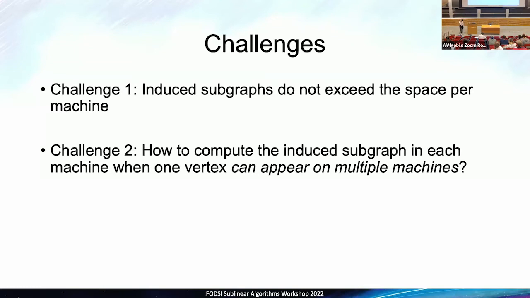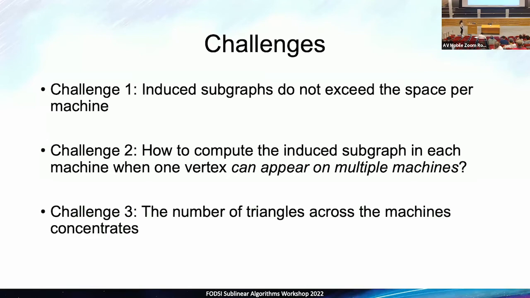But if you need to put it on multiple machines, computing the induced subgraph, you can't just compute all pairs of vertices in the machines, because that would take Ω(n²) total space. So we have to do something a little bit more than just computing the subgraph by querying all pairs. And finally, you have to make sure the number of triangles across the machines concentrates.